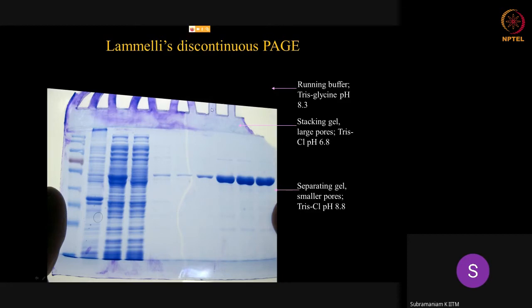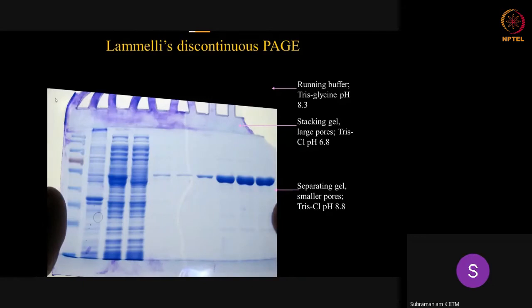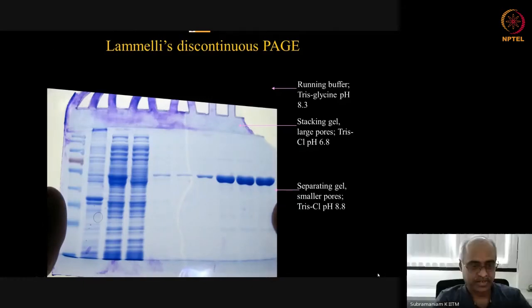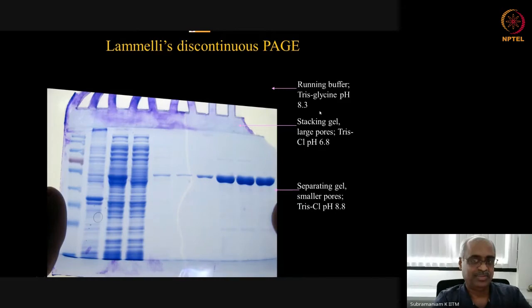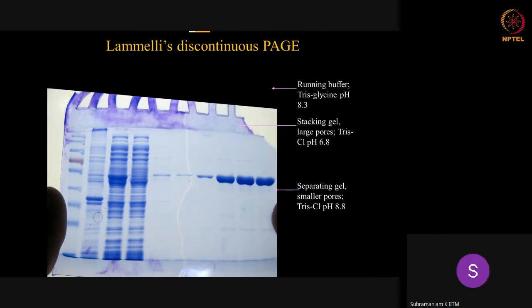Once this is done, it is mounted on a tank. There is one tank on the top, one tank at the bottom, and the electricity is applied. And the tanks are filled with a buffer, and that is going to supply the ions for continuous passage of the electric current through this. And that buffer is TRIS-glycine. Okay, so here the pH is 8.3. So pay attention to all these values. These are all important, and these are all directly connected to the pKa concept that we learned.